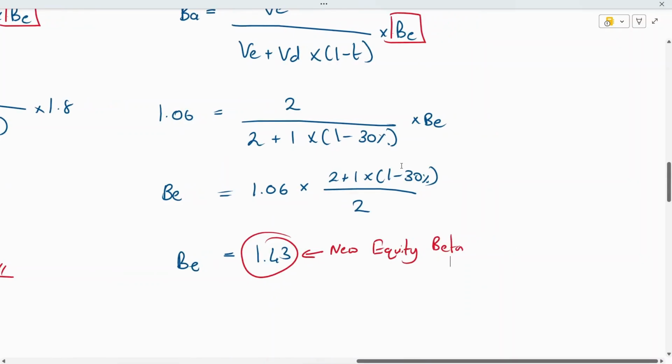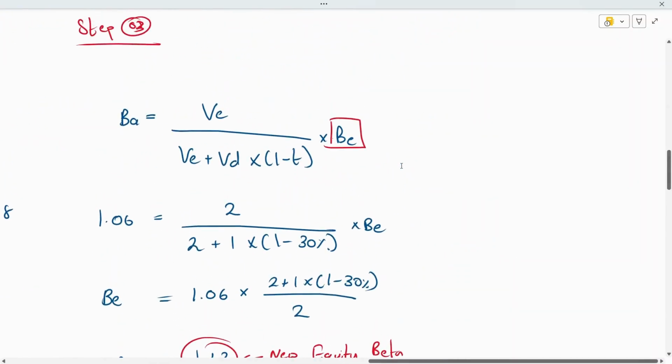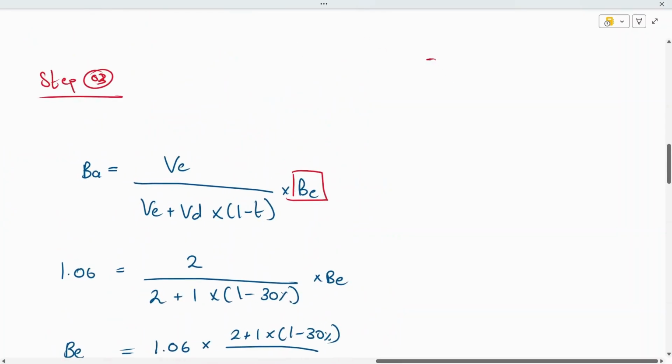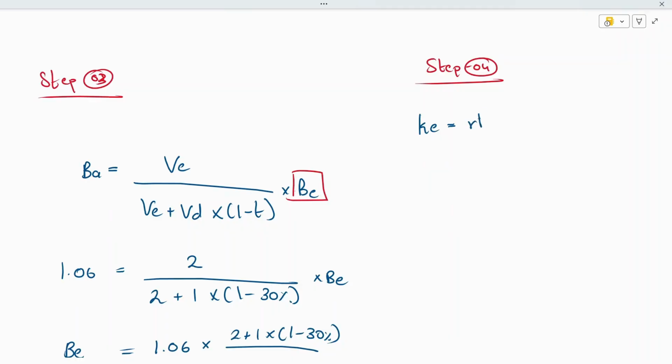So now, simply what do we have to do? We need to calculate our company's new cost of equity. Step 4, calculate the cost of equity. Which method uses beta to calculate cost of equity? Which method connects risk and return? The method is the capital asset pricing model. According to it, the cost of equity is the risk-free rate plus beta into market rate minus risk-free rate, or you can multiply by the risk premium. Same thing.